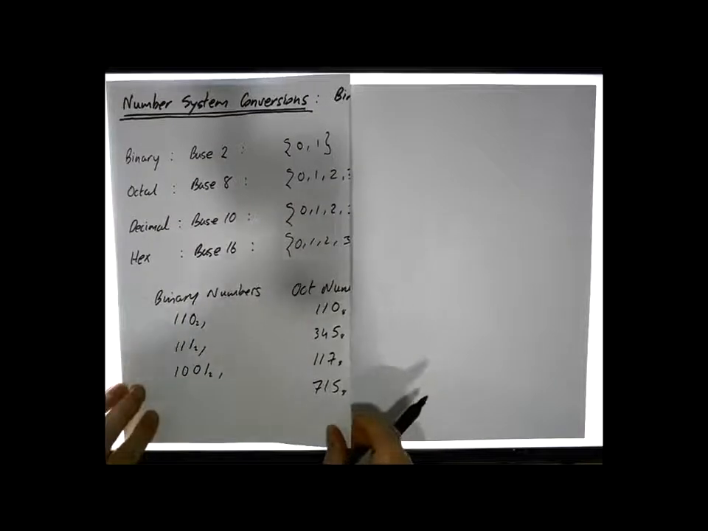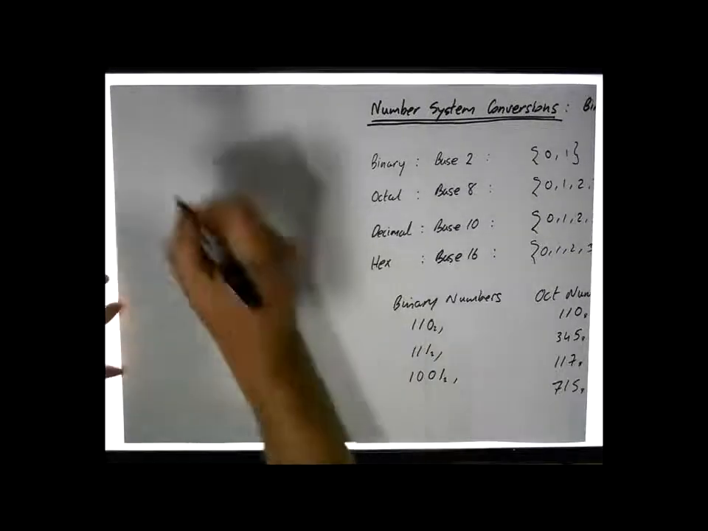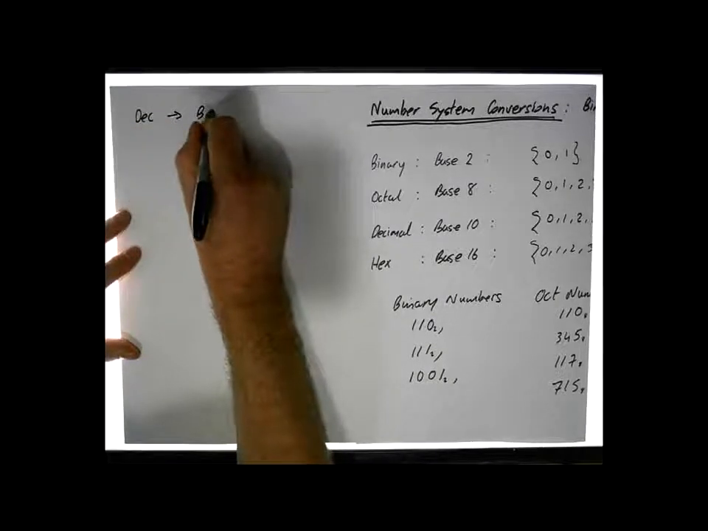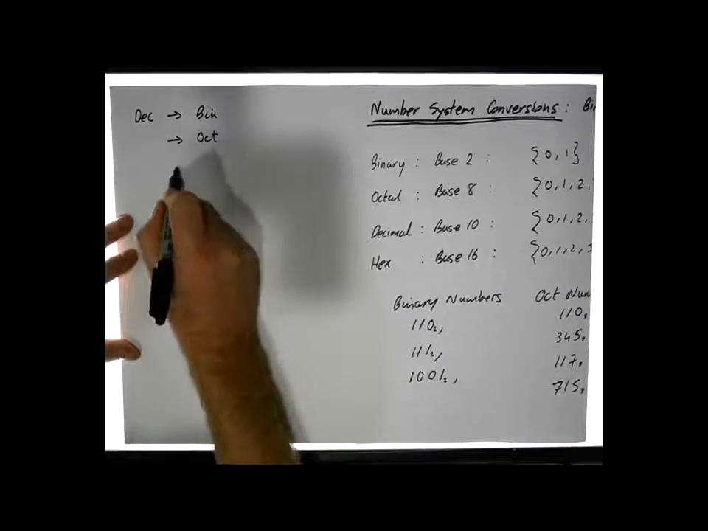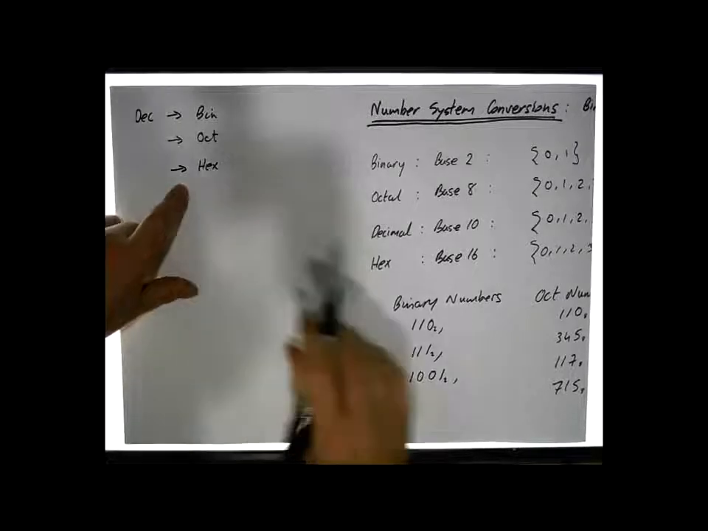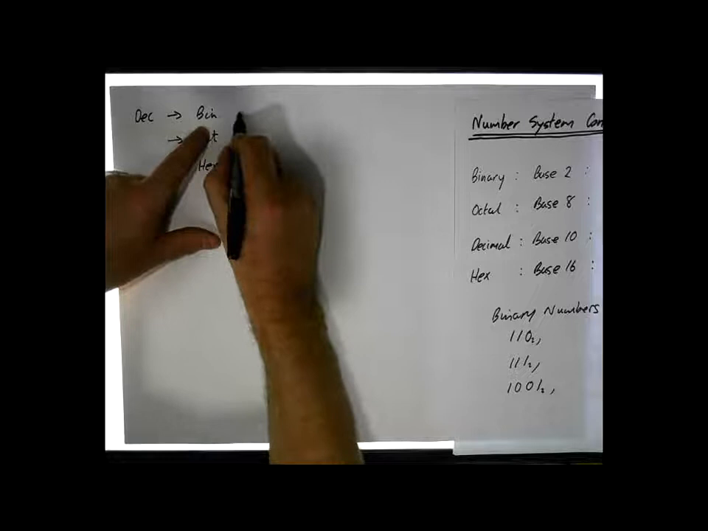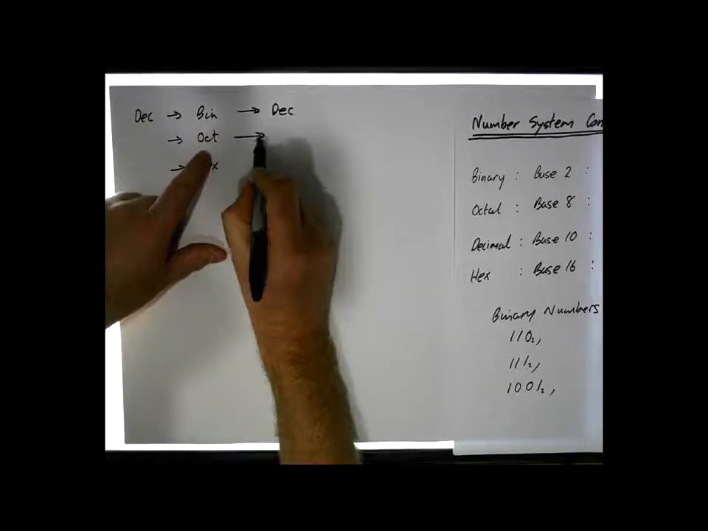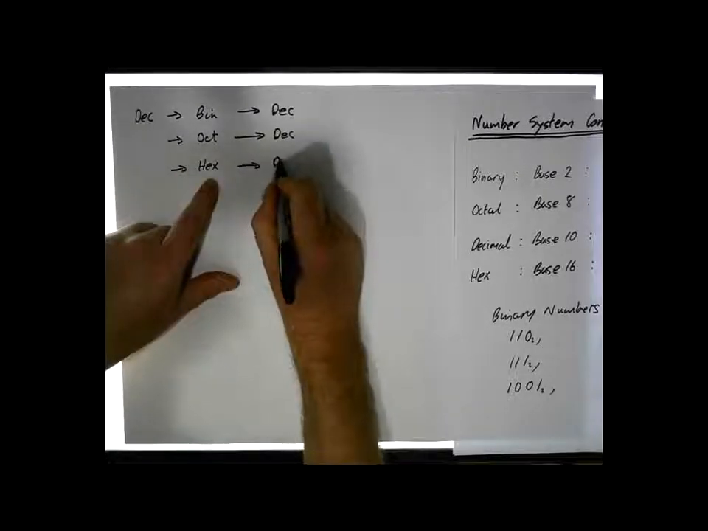So what we're going to do in this particular class, maybe I'll just move this over here, is look at converting a decimal number to binary. We'll also look at converting a decimal number to octal, and a decimal number to hexadecimal. And then we'll look at converting a binary number to decimal, an octal number to decimal, and a hexa number to decimal.